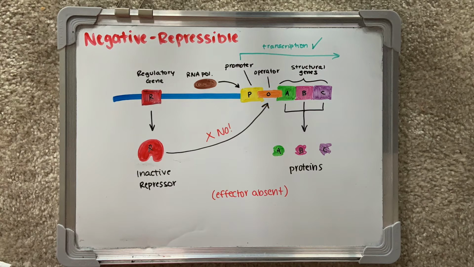In the absence of a small molecule, however, the repressor is inactive. It is unable to bind to the operator because its shape does not fit onto the DNA. Since the repressor is not blocking the path of transcription, the RNA polymerase is able to bind to the promoter region and transcribe the structural gene sequences, which will then be translated into proteins.